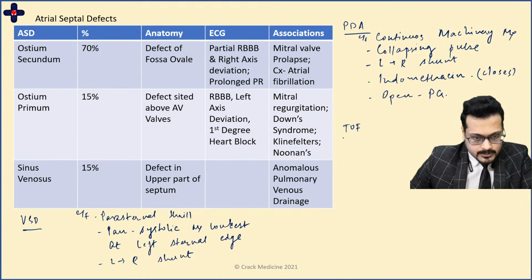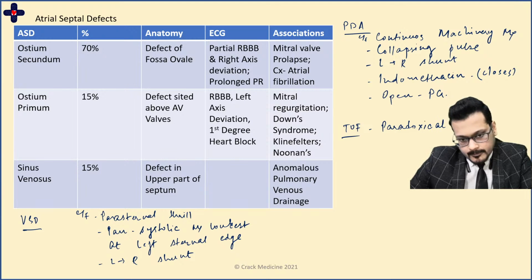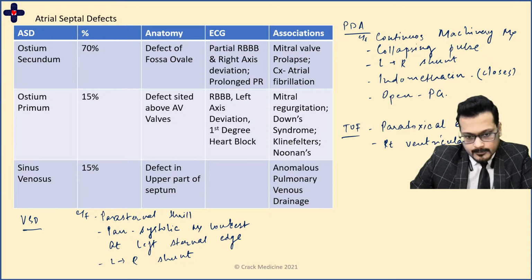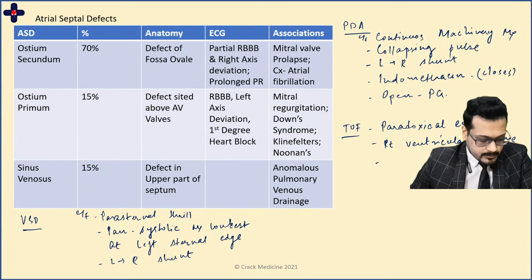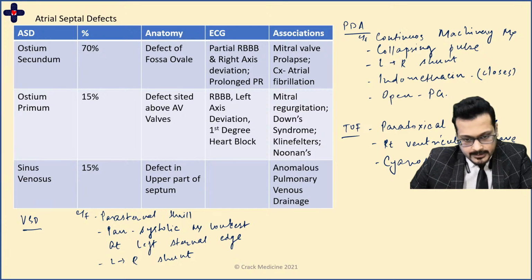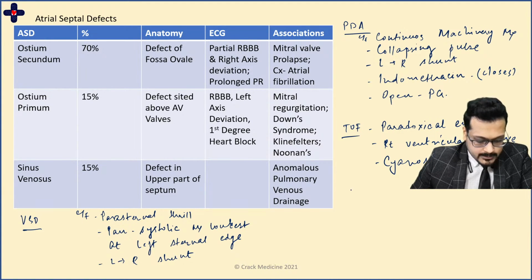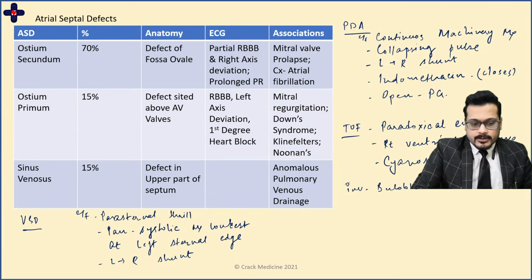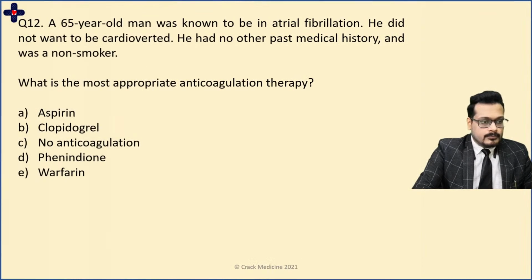Okay. So, yeah, in tetralogy of Fallot, you will have a paradoxical embolus. Okay. And you can have a right ventricular heave. I know it must not be visible very clearly right now, but when you download it, it will be all fine. And cyanosis can be present in cases of right to left shunt. Okay. That's it. And for investigations, you can do the bubble studies. All right, so that's about it. Let's move ahead and let's try this one now.